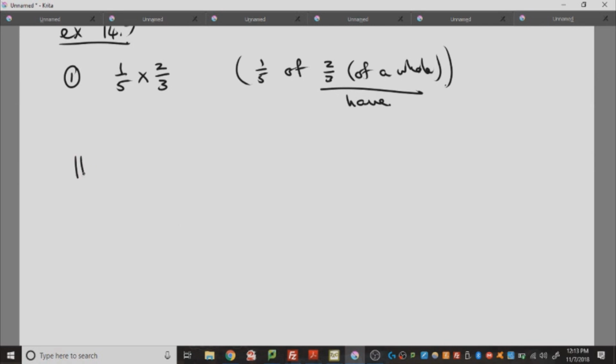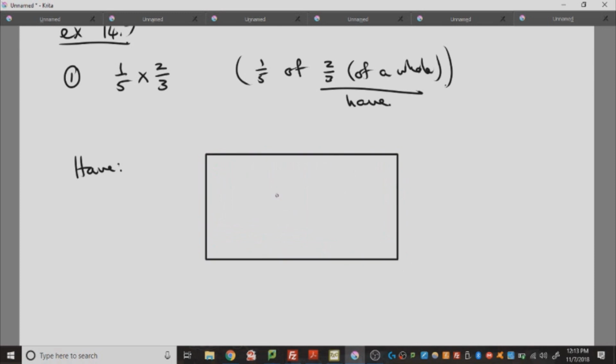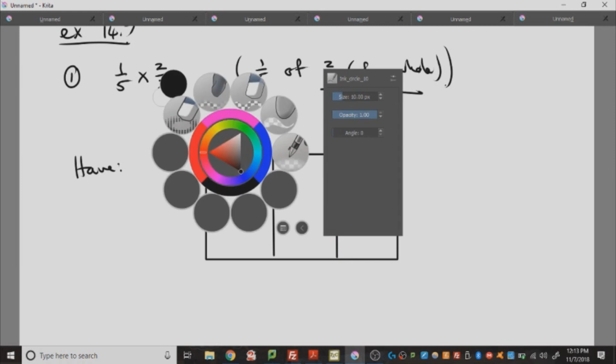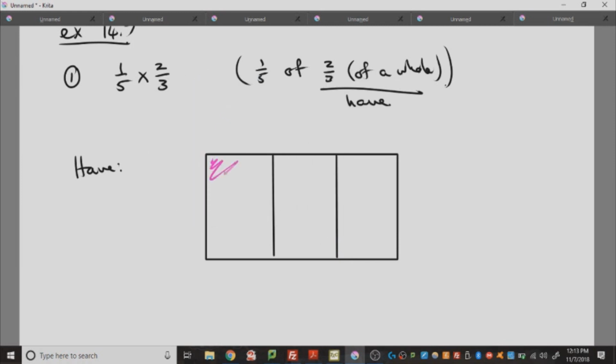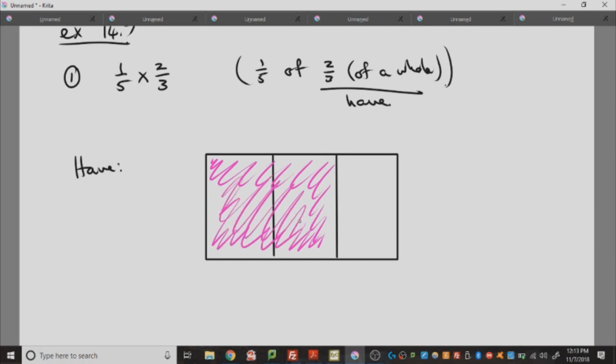So let's say here I have, let's make my rectangle to represent that nice and big. Then I have 2/3, so I'm going to split it into 3 vertical pieces. Color pink what I have, and that is 2 of those 3 pieces. Okay, everything's good so far. The key is really just the second number is the quantity I have.